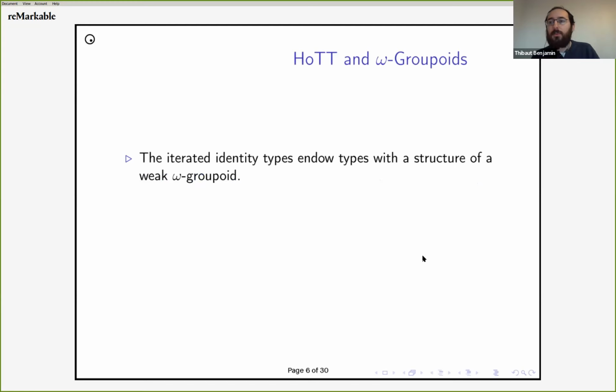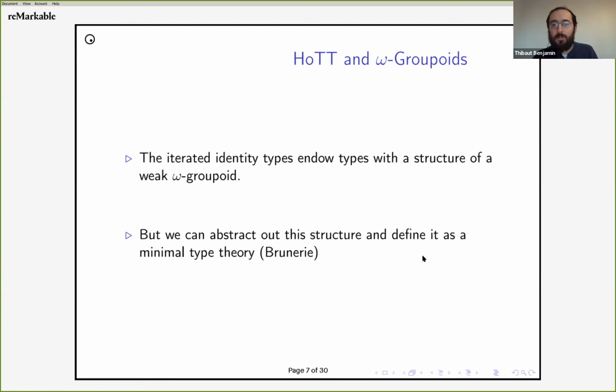So, well, first, I'll start with something everybody here knows, the iterated identity types in HoTT. They give the structure of a weak omega-groupoid to any type. So that's all well and good, but what Brunerie has done is he abstracted out this structure, and instead of defining HoTT and having this entire machinery to get the weak omega-groupoid, he gave a less powerful set of rules, but also a way more minimal set of rules to define this algebraic structure.